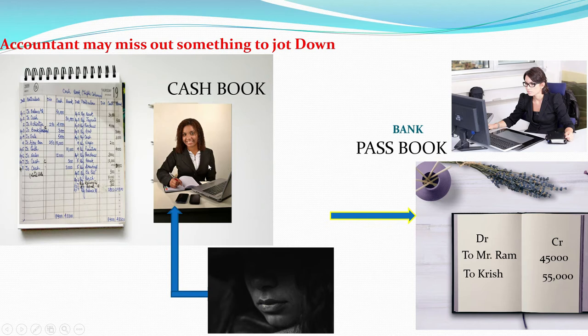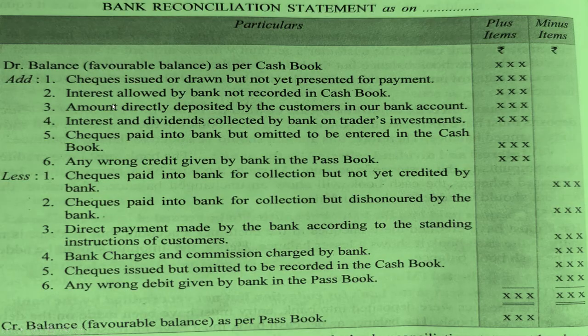Hence, what the accountant needs to do, the accountant should again add back that amount, because the amount of issued check hasn't been recorded in the passbook, and because of that the passbook balance comes more rather than the cash book balance. So when it will be added, it will definitely match with the passbook balance.